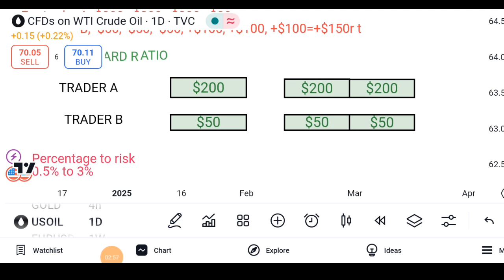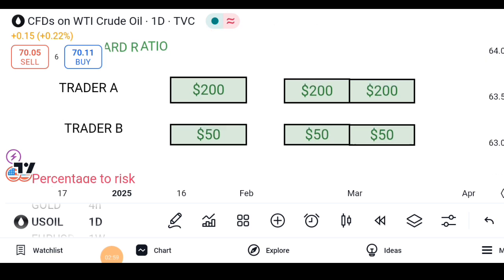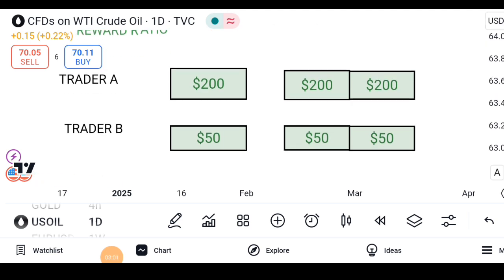Trader A is actually saying, okay, for me, I am staking $200, but the reward should be $400. It should be twice what I'm risking. Whereas trader B is like, I'm risking $50. I should be earning $100 at the end of the day if the trade goes my way. So as you realize, trader A is actually risking more and actually earning more at the end of the day, whereas trader B is taking less and having lesser results.